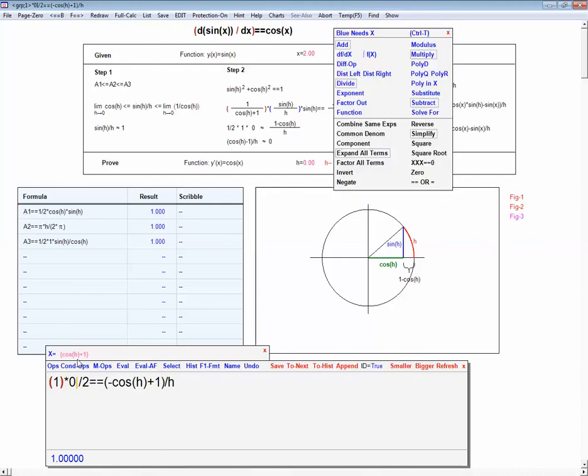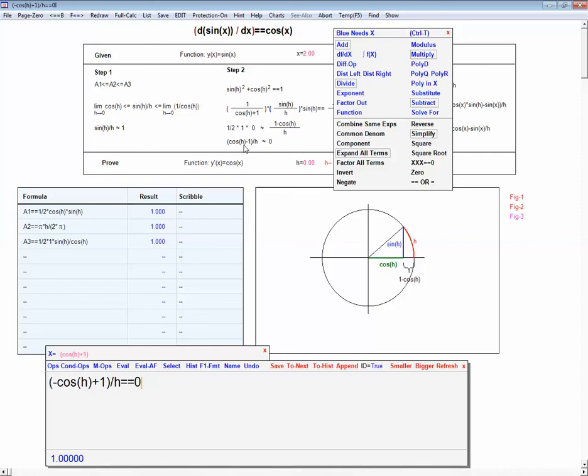And now let's just simplify the whole thing. We got a 0 on this side, so what's going to happen when I simplify? It should go to 0. And if I reverse it, I get this formula here.